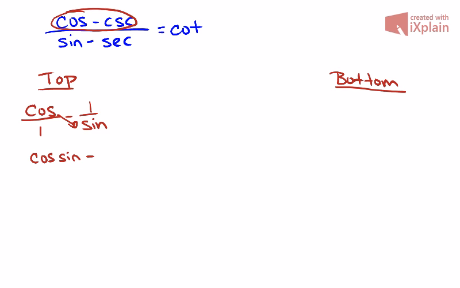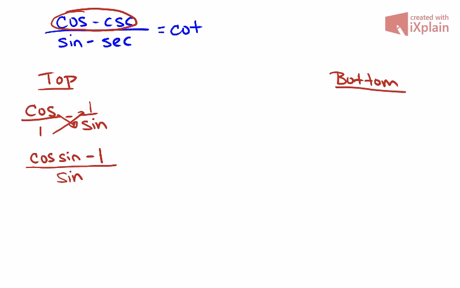Minus, because I got to bring down the sign from the middle, 1 times 1 is 1. And that is all over sine, because bottom times bottom gives me the bottom. That's it for the top right here. Now let's move over and do the bottom.